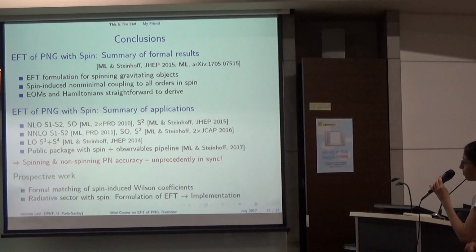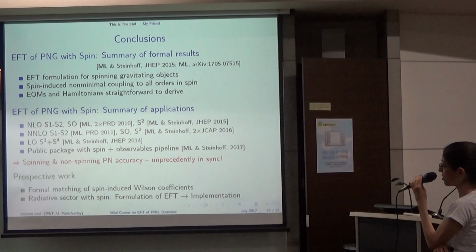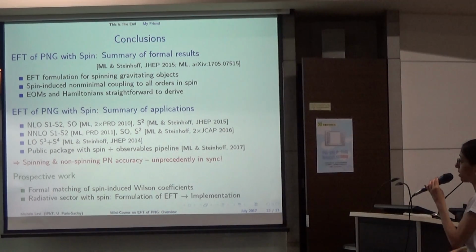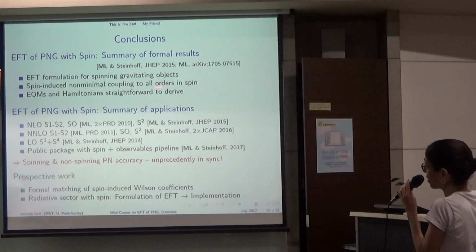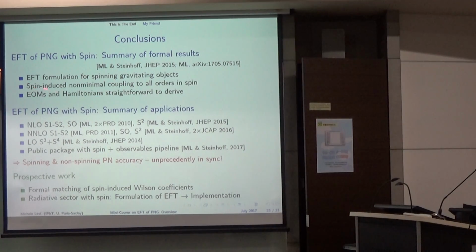To conclude, I'll just recap all the results of the work. I would say that the important results of the formal work that I presented would be that we provided an EFT for spinning gravitating objects, which was not there before. We provided a complete EFT formulation for spinning gravitating objects. We were able to provide spin-induced non-minimal couplings to all orders in spin, which were already used up to 4PN precision, as I showed you.